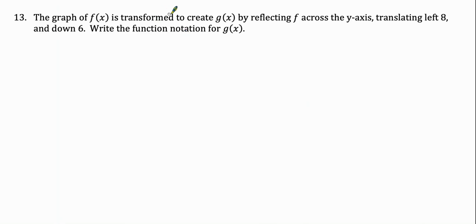And on my last one here, we are given the description of our transformation in words, and I need to write the function, right? So the graph of f of x is transformed to create g of x. That means that when I'm writing this, I should have g of x equals f of something, right? So first of all, a reflection across the y-axis. Well, that means I need the opposite of x. So inside of my function here, I will have negative x. And then if I am going left 8, that will be a plus 8 on the inside here. And if I'm going down 6, I will have a minus 6 on the outside of my function.